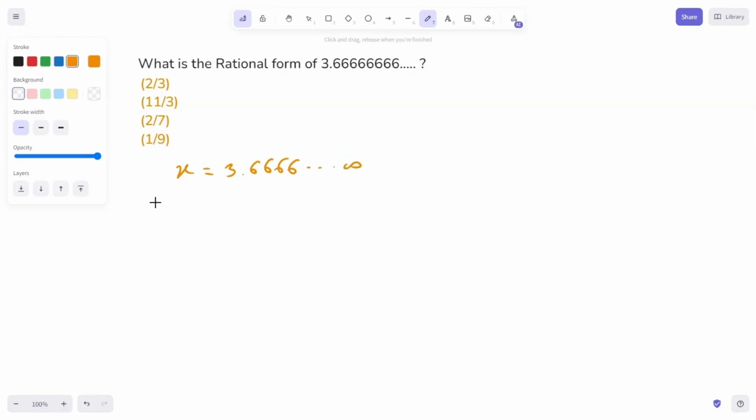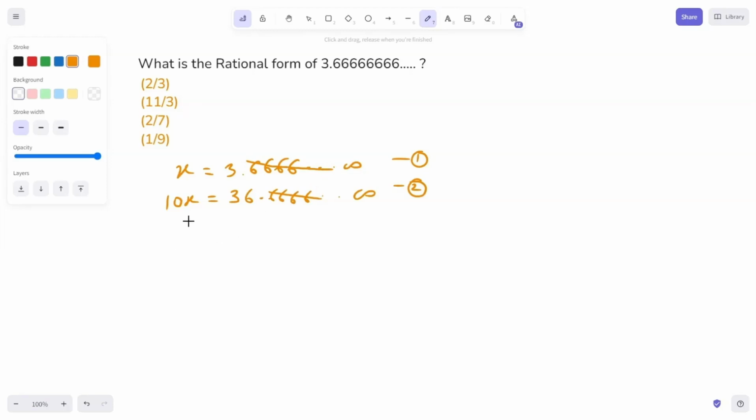Now I will multiply both sides by 10. Because it is a single digit repeating, 10x equals 36.6666 up to infinity. This will be our first equation, and this will be our second equation. Now as you can see, these digits are repeating, so they will all cancel out.